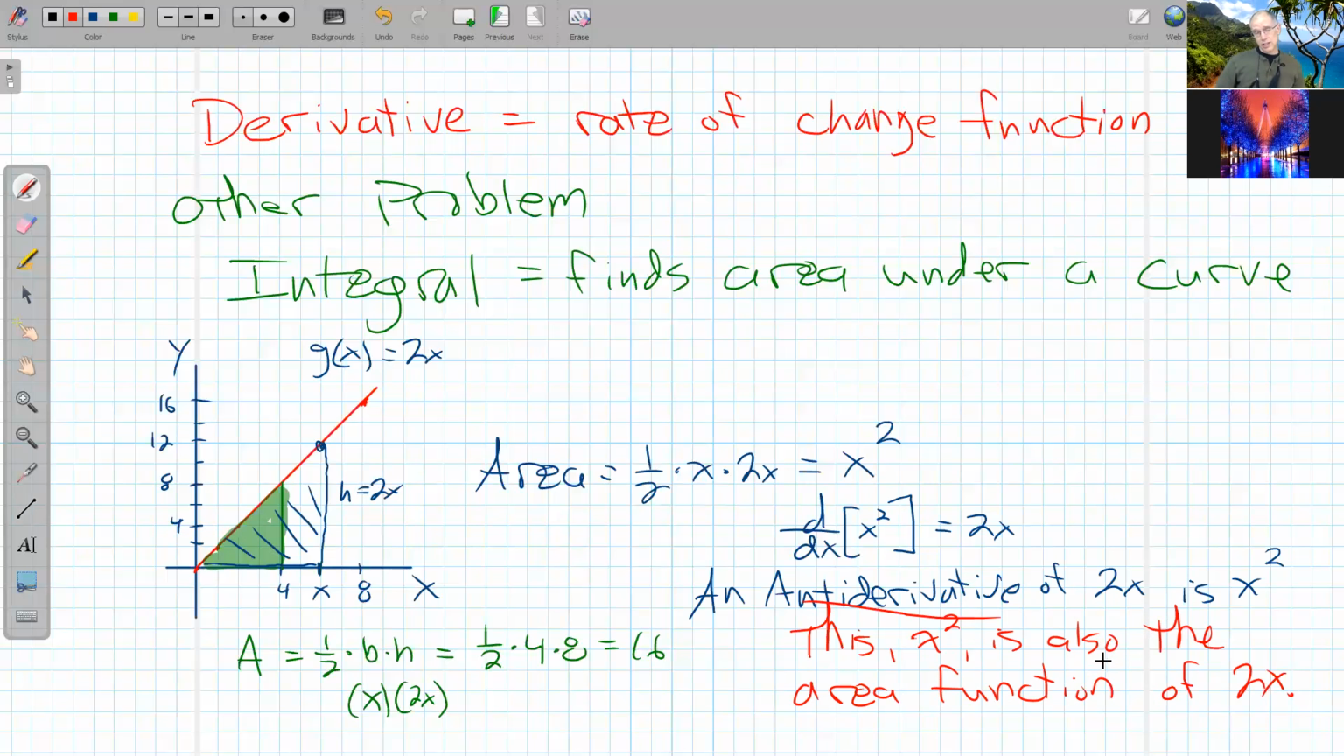So it turns out, at least in this example, that the antiderivative of the function that is the boundary of my area right here is the area function. Let's call that f of x. In other words, if I take the derivative of f of x, I get g of x. So that's the big breakthrough. If we know how to find antiderivatives, then we can find areas. So let's test that out on another function.